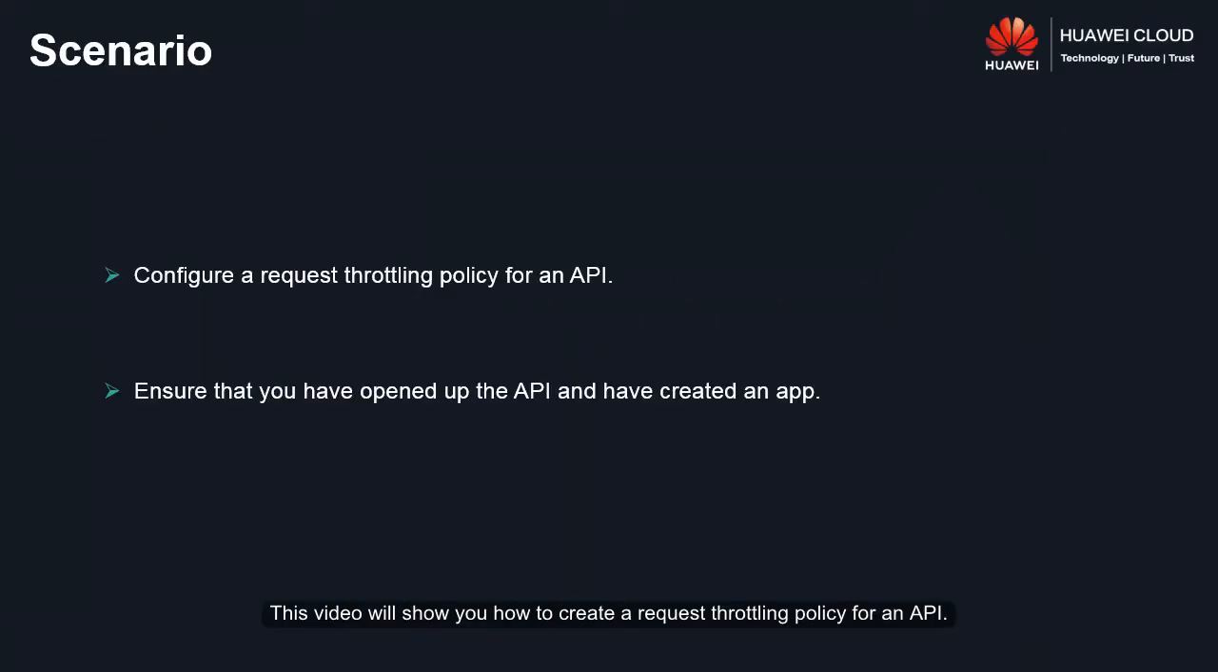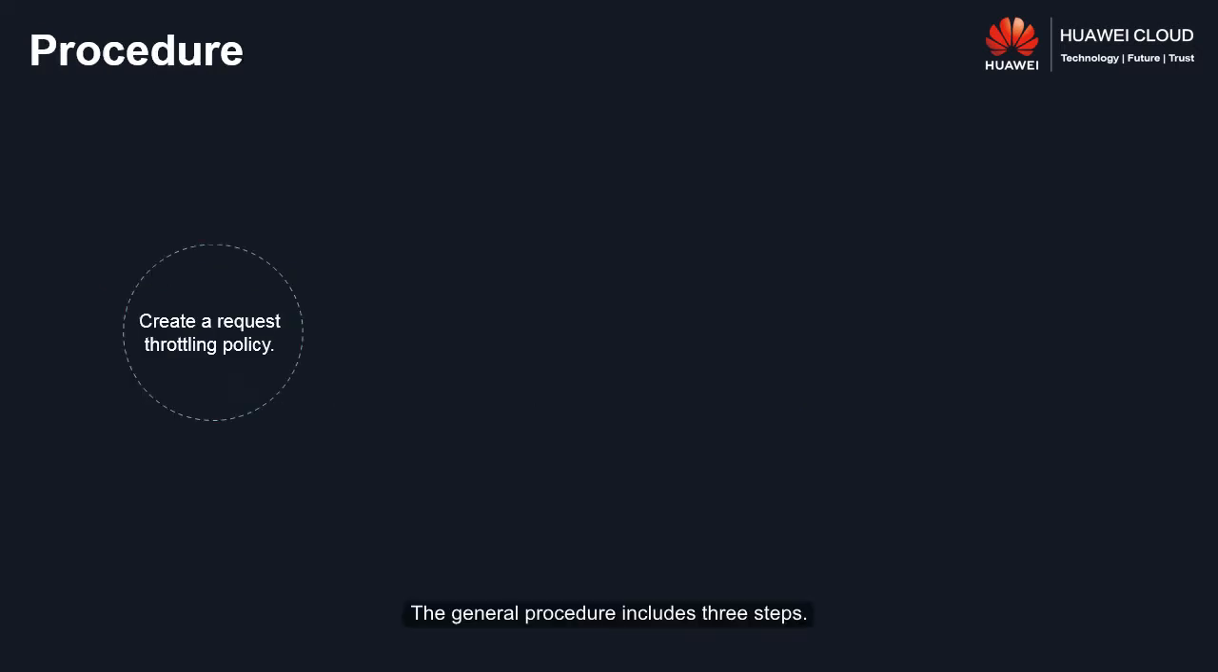This video will show you how to create a request throttling policy for an API. Before creating a request throttling policy, you must have created an API and published it in one or more environments. The general procedure includes 3 steps.